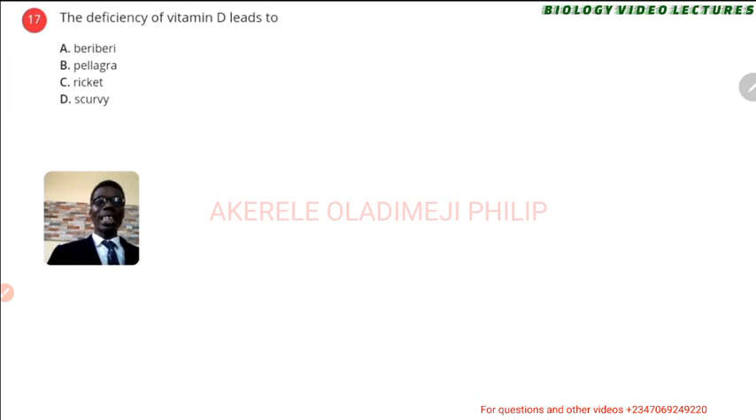Deficiency of vitamin D will lead to what? Vitamin D is very essential for strong bones. So when you don't have enough vitamin D, you are going to end up having rickets as a child. Sorry, I said scurvy, that's a mistake, please. You're going to end up having rickets as a child. Rickets.